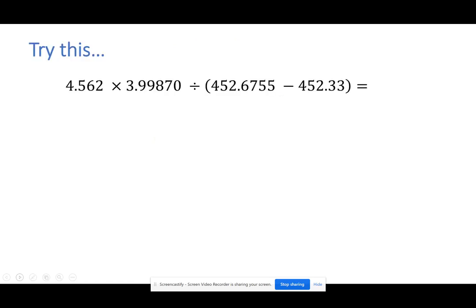Here's another problem that I have put into the slideshow. So you can take a minute to try this problem. And then the answer is actually on the very next slide. So go ahead and pause this video, work through the problem, and I'll talk you through it on the next slide.